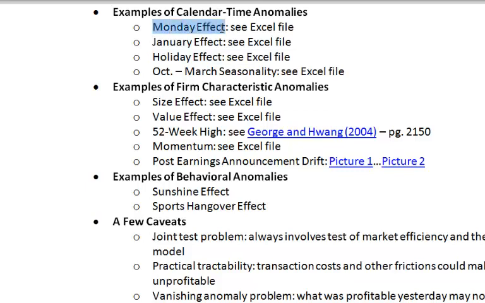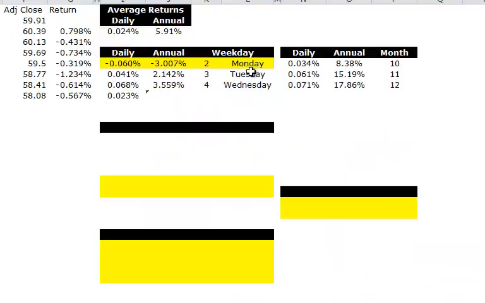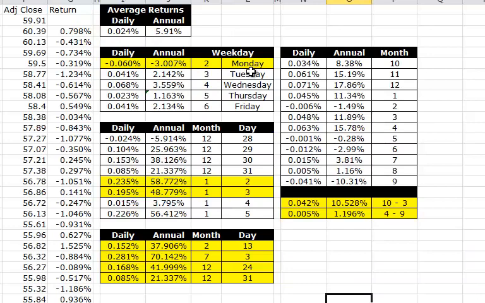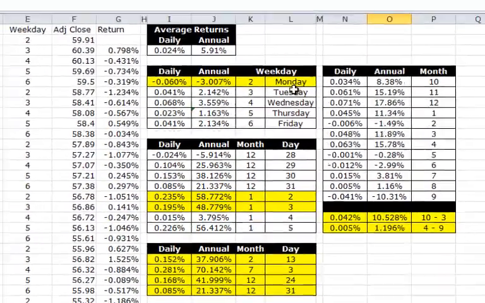So you've seen the Monday effect, you've seen the January effect, you've seen the holiday effect, and I've just demonstrated to you the October through March seasonality anomaly. The last thing I would like to do is show you an alternative Excel method to arriving at essentially these same results. I'm only going to demonstrate this for one of the anomalies. I believe if I demonstrate it to you for one of the anomalies, you would see how you could change it for the other anomalies.